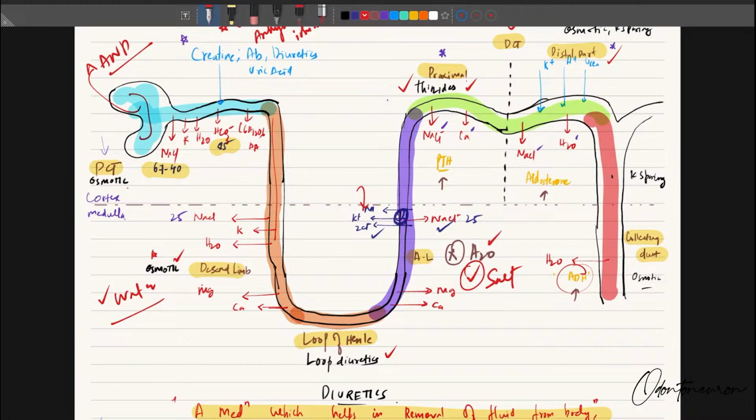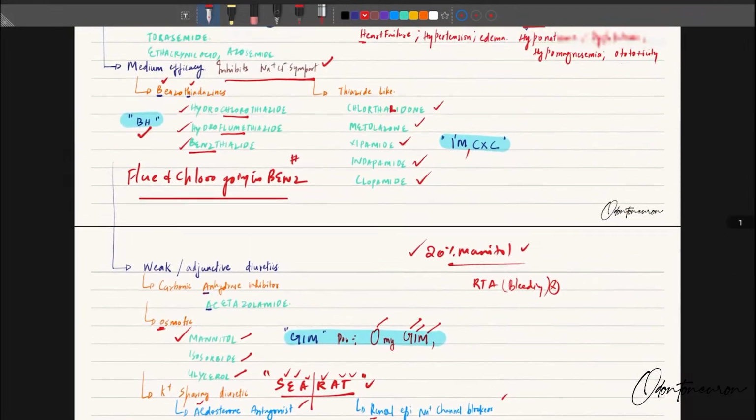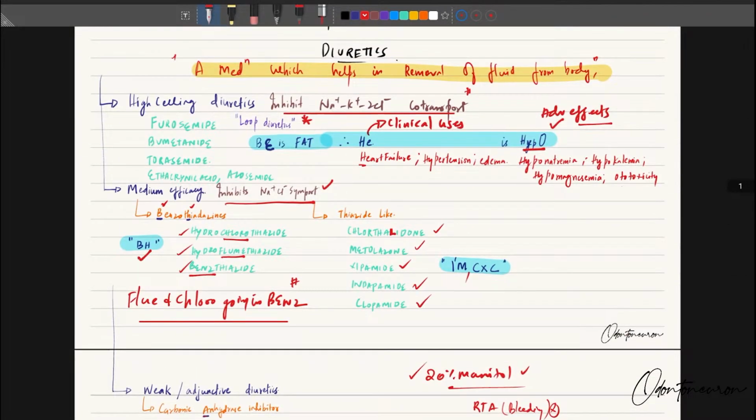So that's all about diuretics. We don't have much more. Just revise this, and see certain clinical factors, up and down. That's about it. Clear? Remember the mnemonic.